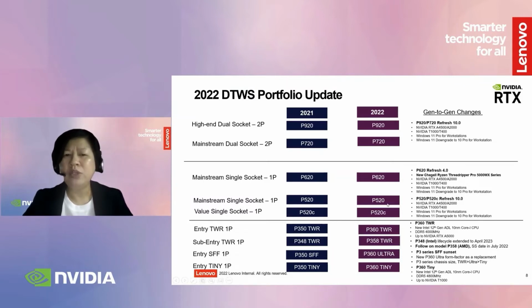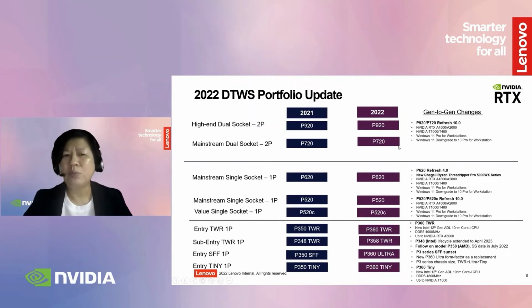In the mid-range, you notice that there's not much of a change. P520C and P520 will move on with a refresh of the graphic card, so it will support all the way up to the A4500 graphic cards. P620, we have done a refresh, same casing, but right now it will support the 5000 series Ryzen Threadripper Pro processor. It also allows different kinds of graphic card combinations. If you're using the NVIDIA RTX card, that will be up to A4500. So you have a choice of that.